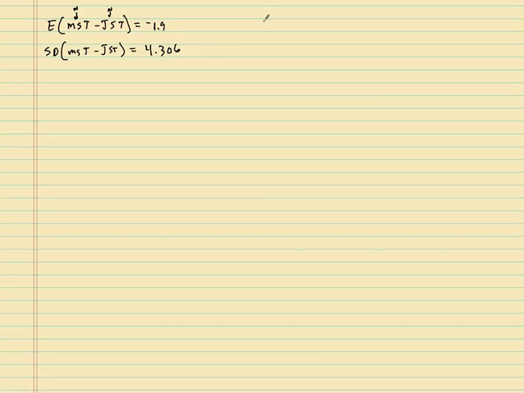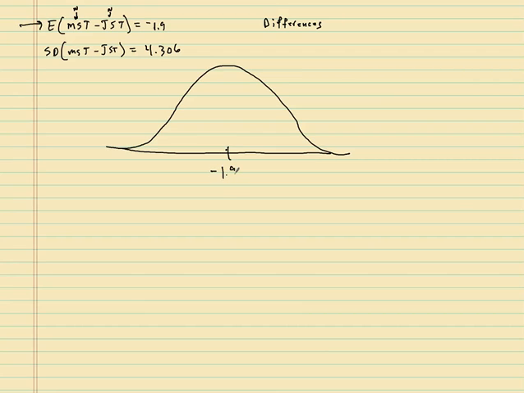The differences. I need to graph the differences. So here it is right here. I'll do it real big, just normal. And what's going to sit in the middle? The expected value, which is negative 1.9. Because I'm trying to find the probability that Julie beats Matt. Was it Matt or Mike? Julie beats Mike.